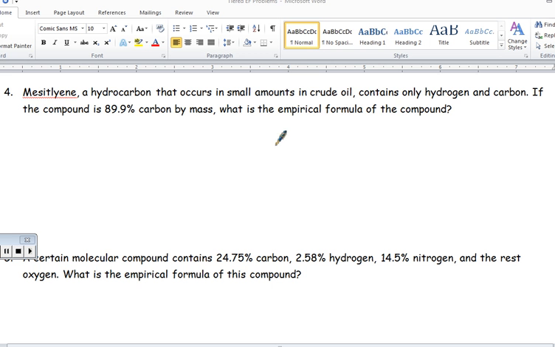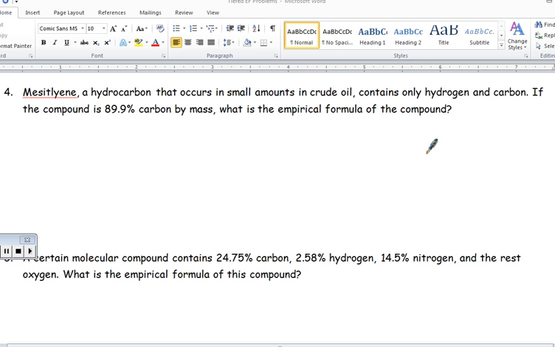You do the math and you get 10.1. It's the same thing, right? And you get 7.485. Now what do I do? You have to divide by the smallest number. Which one is a smaller number? 7.485. So I'm going to divide both sides by 7.485.